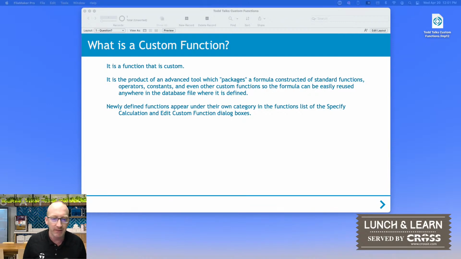A custom function is the product of one of the advanced tools in the FileMaker platform that packages, if you will, a formula constructed of standard functions, operators, constants, and even other custom functions, so the formula can be easily reused anywhere in the database file where it is defined. These newly defined functions appear under their own category in the functions list of the Specify Calculation and Edit Custom Function dialog boxes, and that's how we access them. It's probably easier to see than to continue talking about it, so we're going to do quite a bit of demo here as we take a look at things.